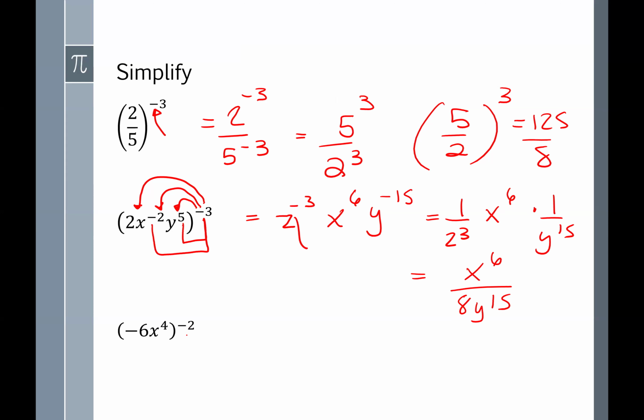And this one, again, that means reciprocal. So that's 1 over -6x to the 4th squared.